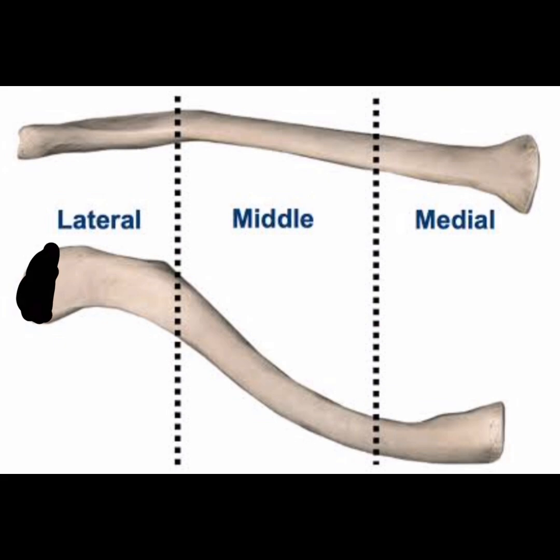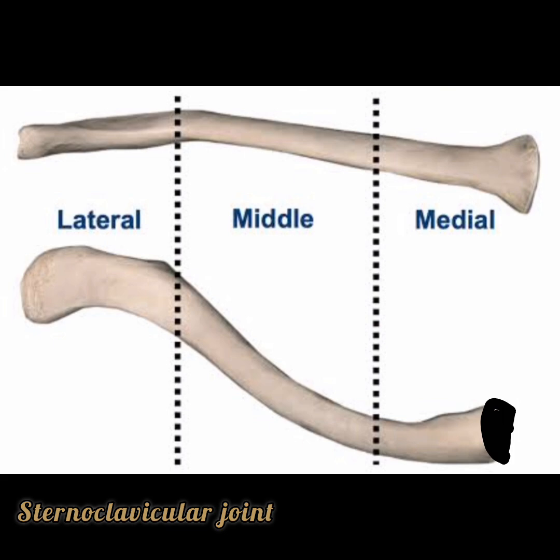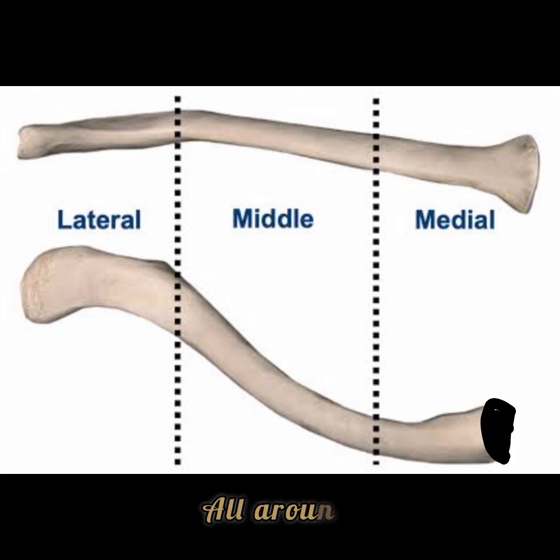Attachments. At the lateral end, the margin of the articular surface for the acromioclavicular joint gives attachment to the joint capsule. At the medial end, the margin of the articular surface for the sternum gives attachment to the fibrous capsule, articular disc, and interclavicular ligament. The fibrous capsule of the sternoclavicular joint attaches all around, the articular disc posterior-superiorly, and the interclavicular ligament superiorly.